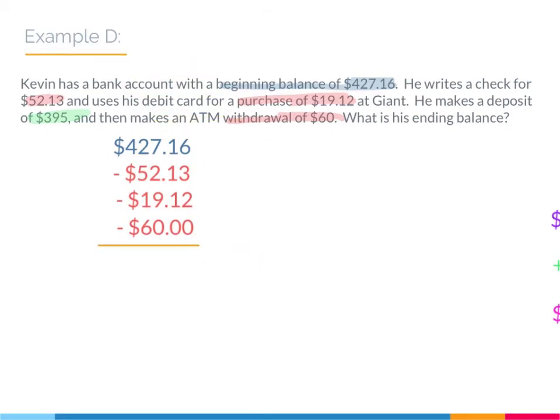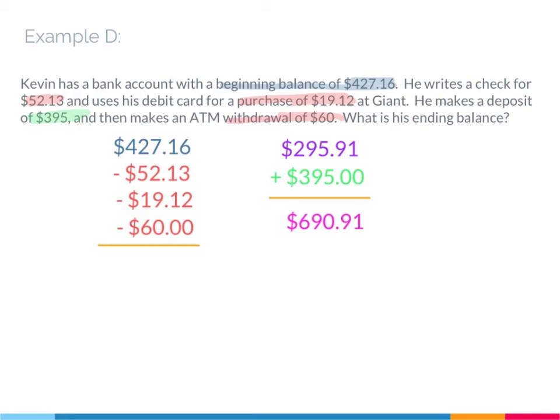So then I can just use my calculator, $427.16 minus each of those. And when I do that, I end up getting $295.91. Perfect. Now, that's all of the negatives, but he did put in a deposit of $395. So I need to take that amount of money, add to it the $395 that he deposited, and then that will give me his grand total. And when I do that, I get $690.91.